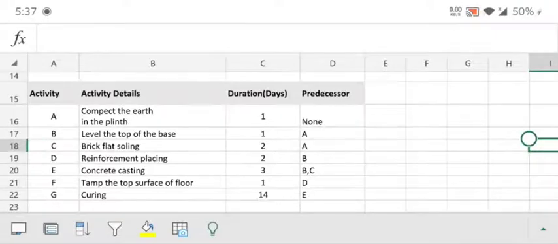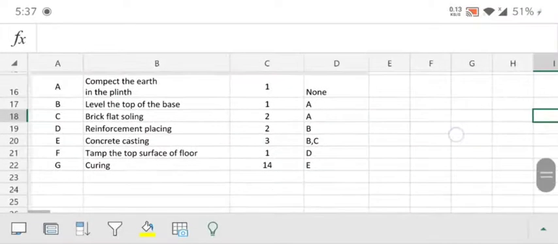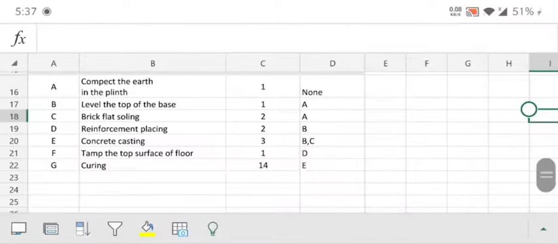F, tamp the top surface of the floor, duration 1 day, predecessor D. Now the last one is G, curing, which needs more days. As you can see, the duration of curing takes about 14 days and predecessor is E. Now I would like to go back to my slide.